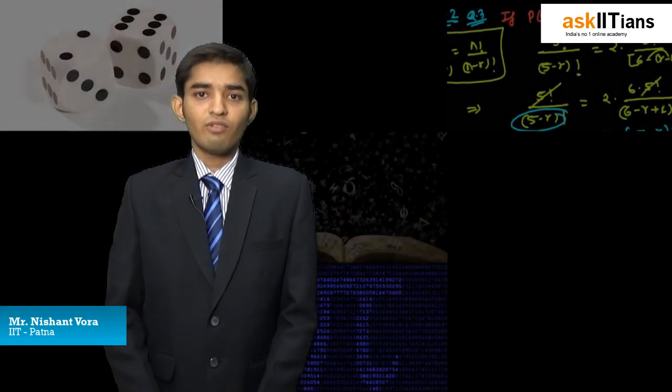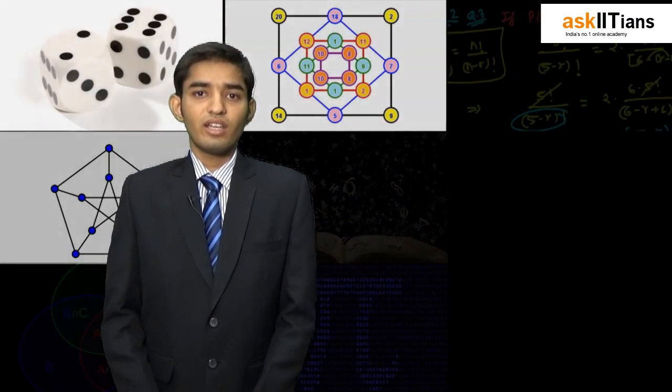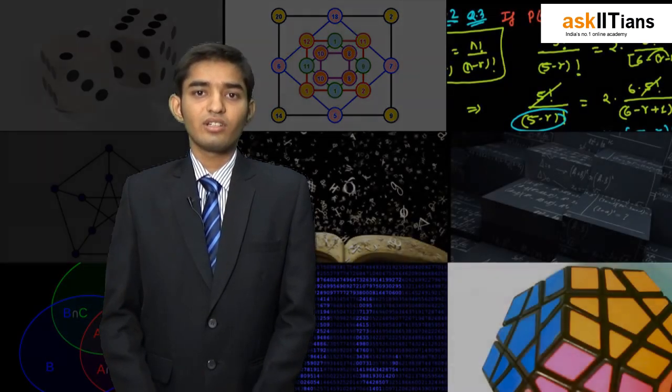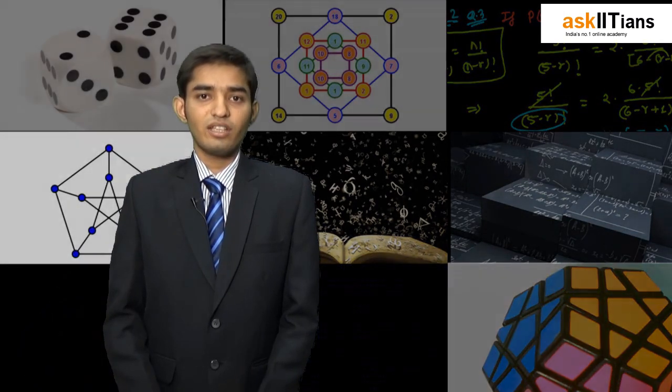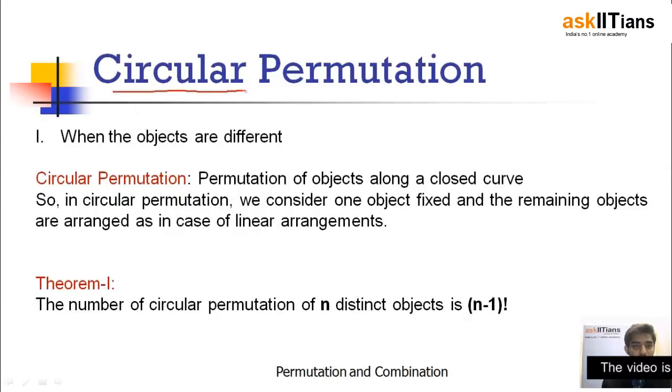Hello students, welcome back. So till now we were discussing linear permutations, where we arrange objects or things in a line, but now we will discuss when the objects are placed in a circle. Okay, so let's have a look at our next topic, that is circular permutations. So what exactly are circular permutations?